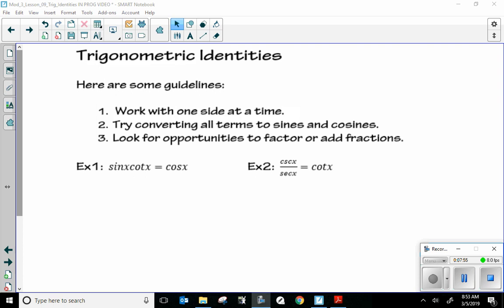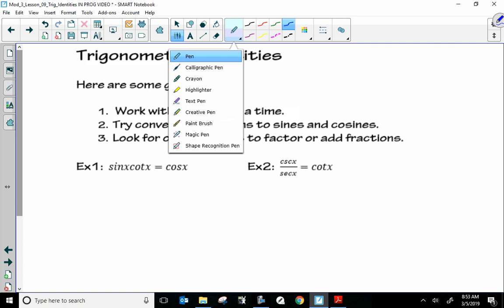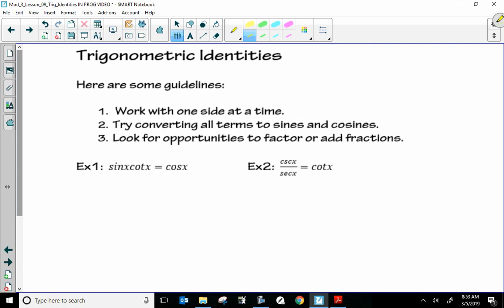Step 2, and this is a very, very big thing: convert all terms to sines and cosines. That is a golden rule whenever we're working with trig identities and simplifying trig expressions or equations. Then look for opportunities to factor or to add fractions. We'll get there. So let's take a look at this first one.